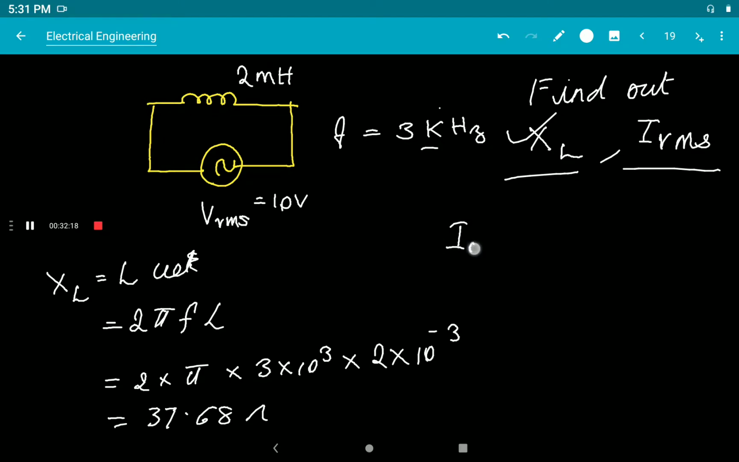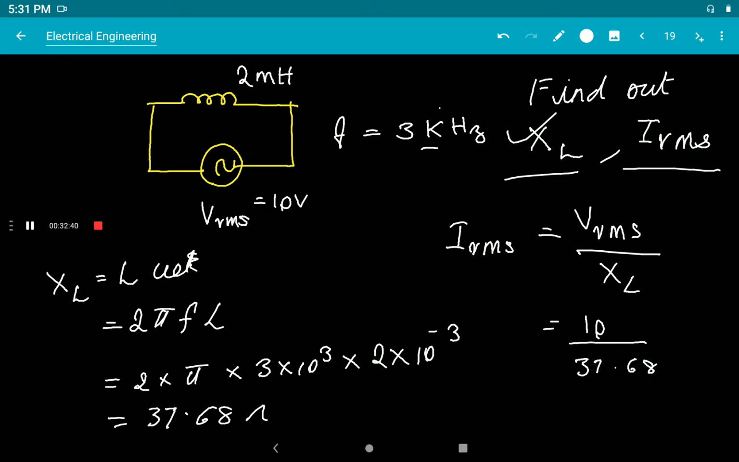Now you got the inductive reactance value. Now IRMS you can find out as VRMS by XL: V by inductive reactance will give you the RMS value of current. Substitute VRMS as 10 volt and XL as 37.68 ohm; XL is a reactance, so its unit is ohm. Here IRMS is 0.265 ampere. Okay, so you have found these two values.